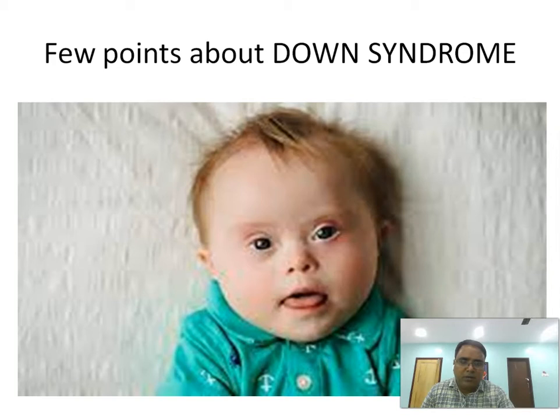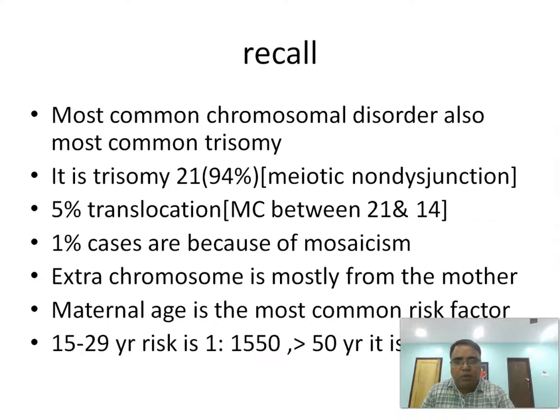We can imagine this picture, and we are well acquainted with it. We know from the visual that this is a case of Down syndrome. But what are the important things about Down syndrome? This is the most common chromosomal disorder, also the most common trisomy. The trisomy here is 21, trisomy 21.